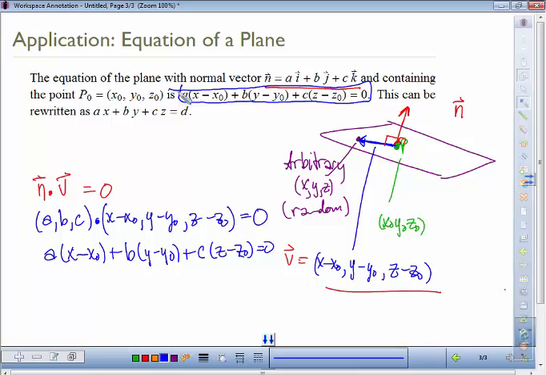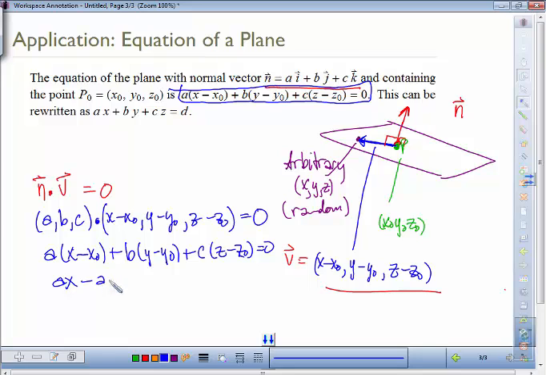Now this can be rewritten, it says here, as ax plus by plus cz is equal to d. I wonder what d is equal to. Any ideas what d is equal to? Let's figure out what d is equal to. It looks like these are all scalars, so I'm just doing regular algebra, like what I did in, when did you do algebra? Kindergarten? In preschool? Whenever you did algebra. You would FOIL this out, right? Or distribute.